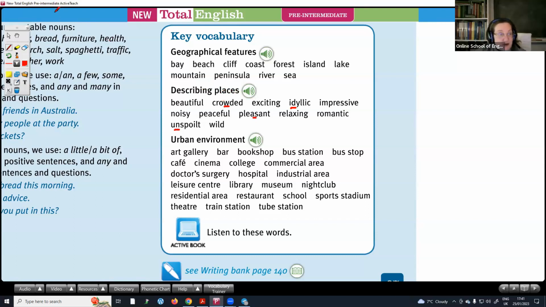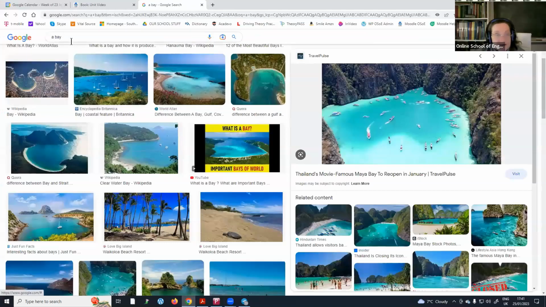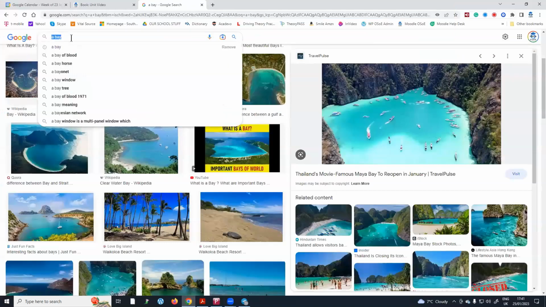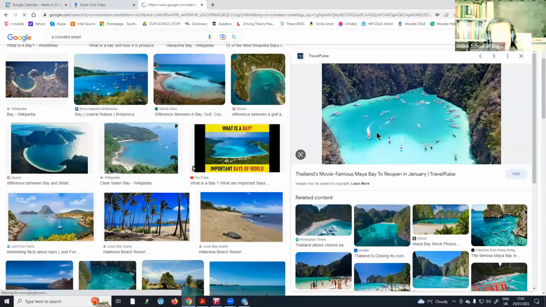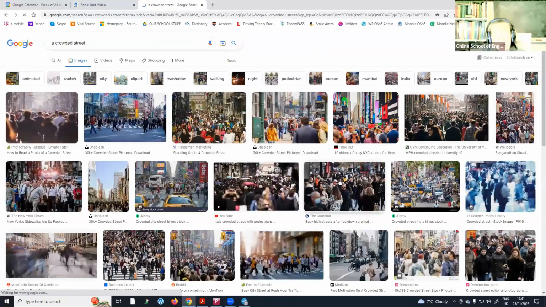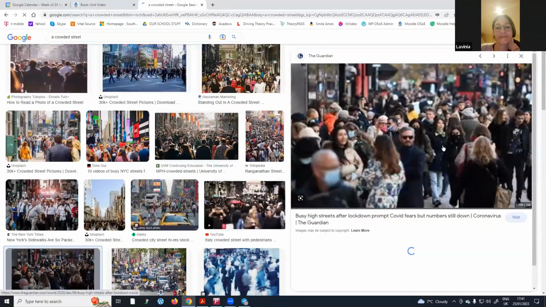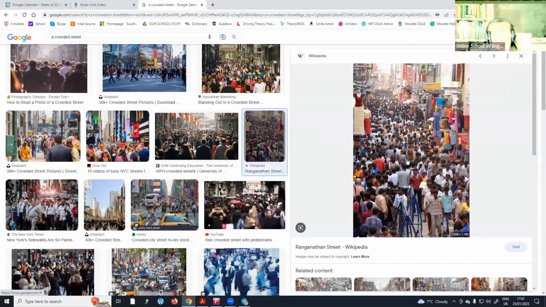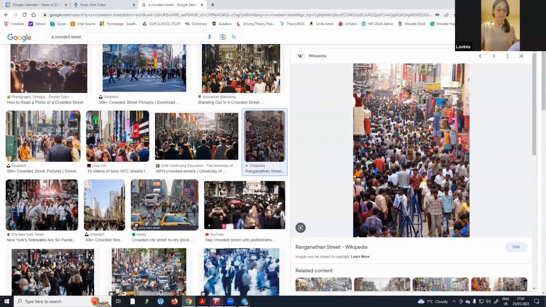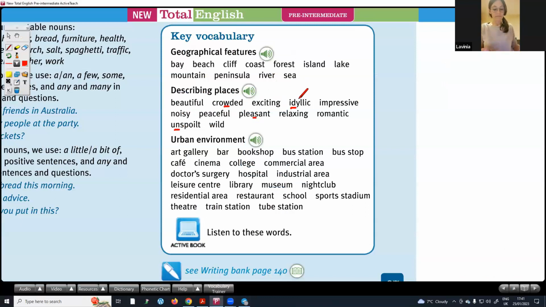So let's start with crowded. I'll show you a picture. Many people. Yes, crowded. That's a crowded street. Okay, so let's go with the next word.